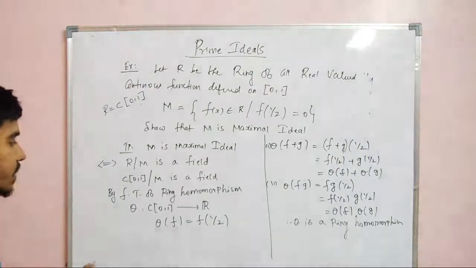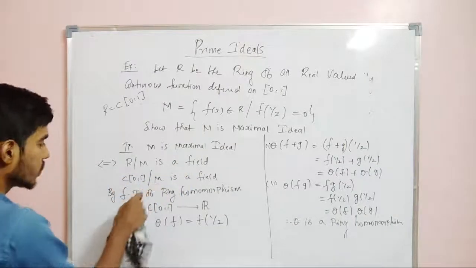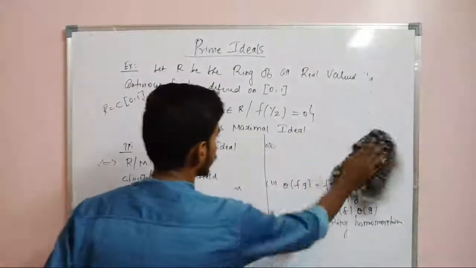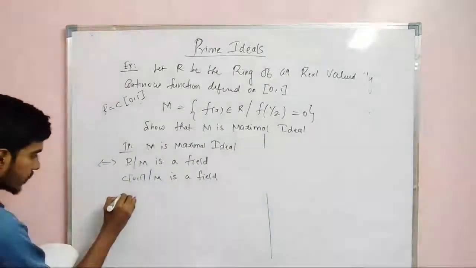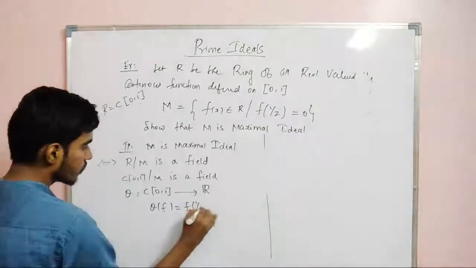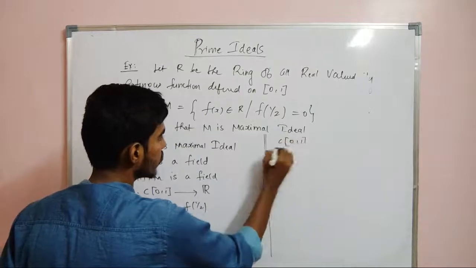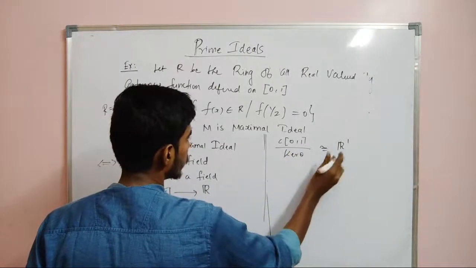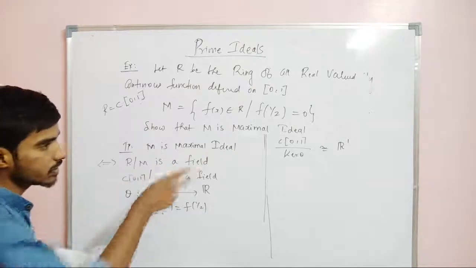Now I am going to use the fundamental theorem of ring homomorphism. I need to show that R by M is a field, that is, C of [0, 1] by M is a field. This is what I need to show. We have defined a map theta of F equal to F of 1 by 2, and we have proved that the map is a ring homomorphism. Now we know by the fundamental theorem of ring homomorphism that C of [0, 1] by kernel of theta is isomorphic to R. So if theta is a ring homomorphism from this to this, then C of [0, 1] by kernel of theta is isomorphic to R dash.